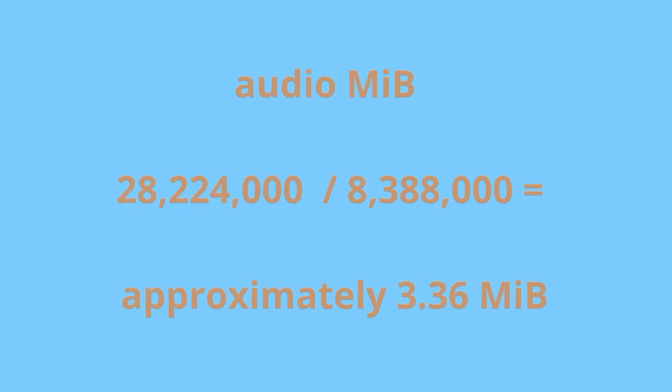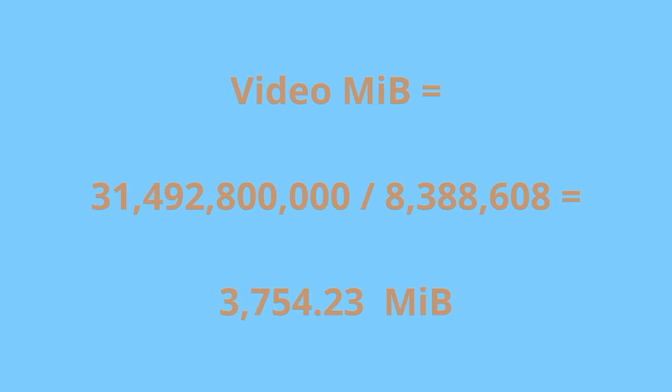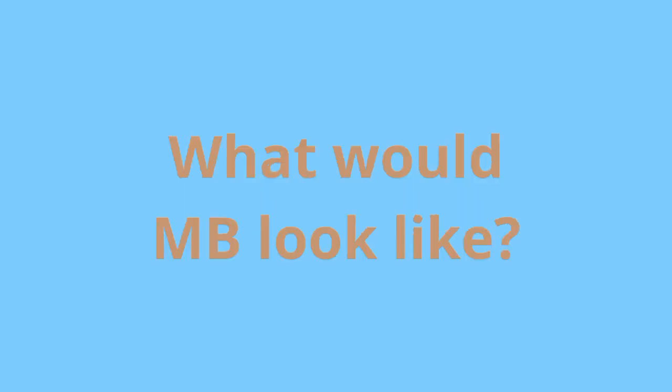The audio from the previous example would be 28,224,000 divided by 8,388,608, equal to approximately 3.36 mebibytes. The video from the previous example would be 31,492,800,000 divided by 8,388,608, equal to 3,754.23 mebibytes.